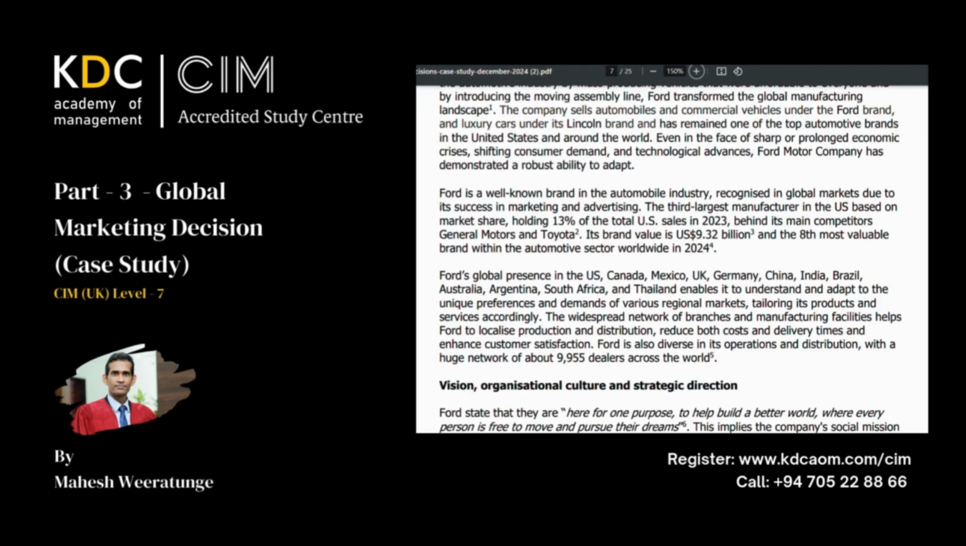So, you can talk about the two major competitors available in the US market, and those two competitors are General Motors and Toyota. And when it comes to the global ranking, they are considered the eighth most valuable brand in the automotive industry, which is a significant achievement. And also, they have identified the brand equity, the brand value, as 9.32 billion US dollars in 2023. So, those are some of the positive factors.